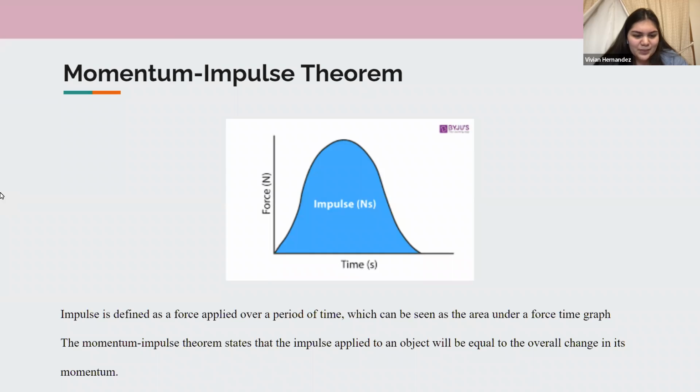Impulse is defined as a force applied over a period of time, which can be seen as the area under a force-time graph. The momentum-impulse theorem states that the impulse applied to an object will equal the overall change in its momentum.